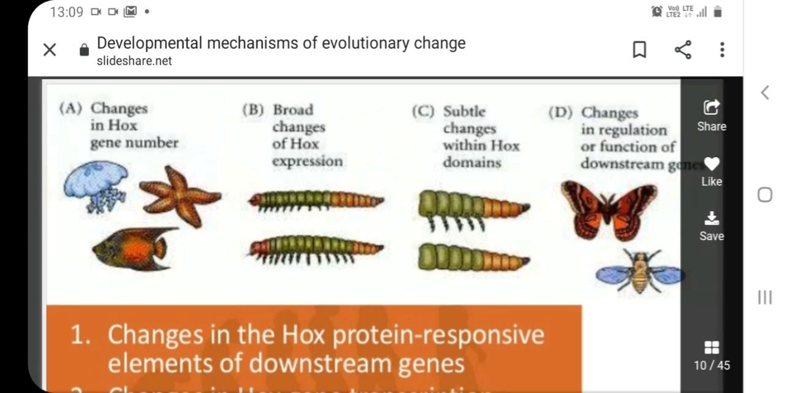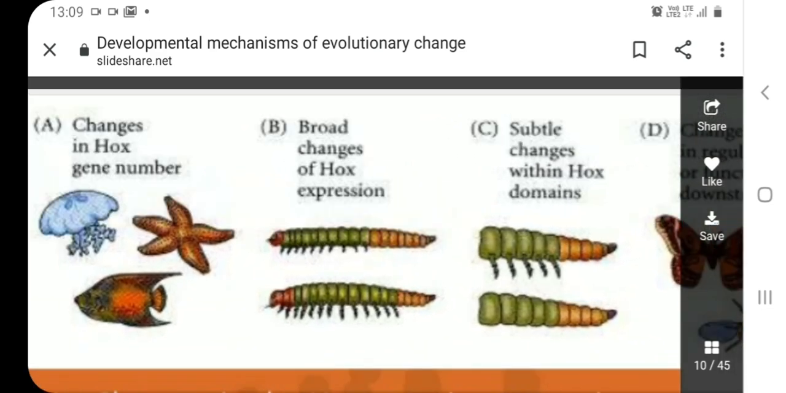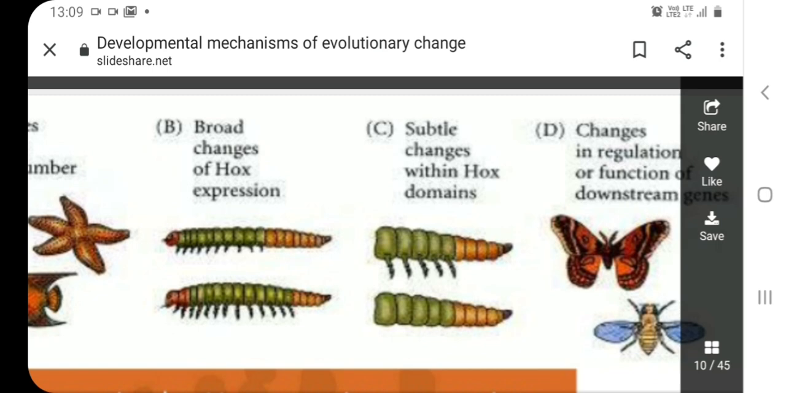Change in the number of Hox genes. If you can see the picture, then broad changes of Hox expression can be seen in the segments as well as the appendages. The change in the number of segments, you can see. Subtle changes within the Hox domain: there are the same number of segments but in one, appendages are there and in the second, appendages are not there.